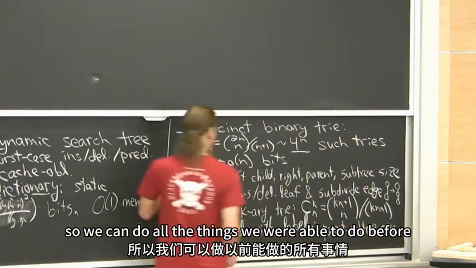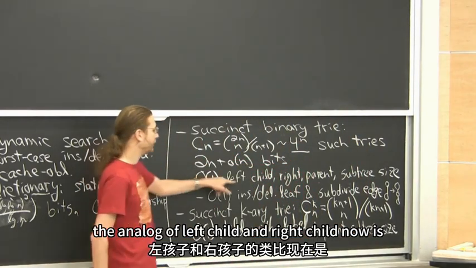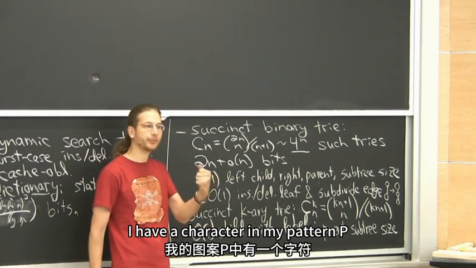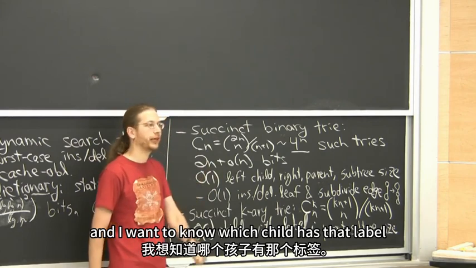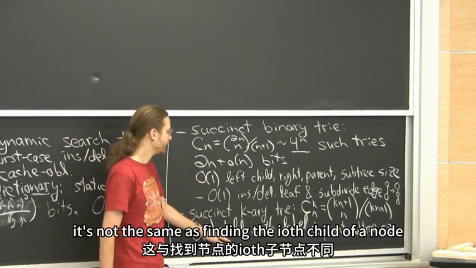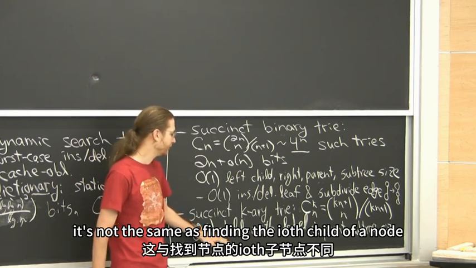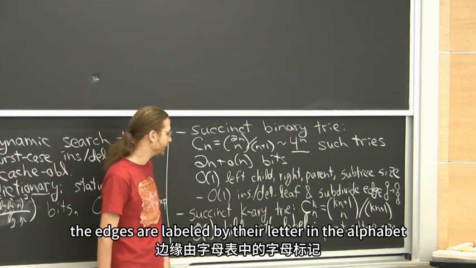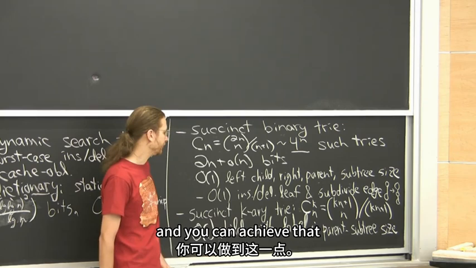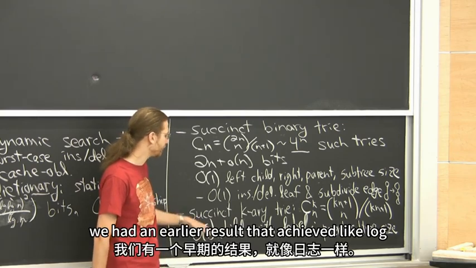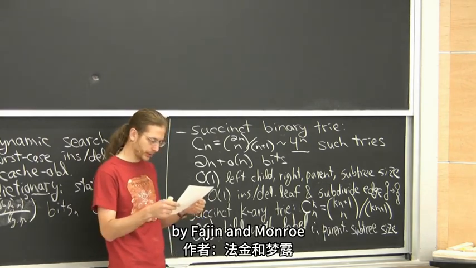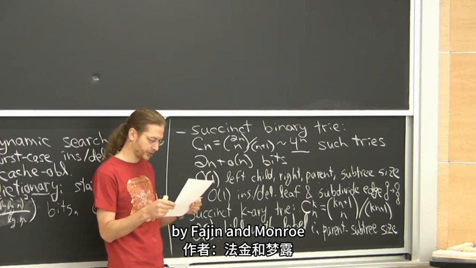So we can do all the things we were able to do before. The analog of left child and right child now is I have a character in my pattern P, and I want to know which child has that label. So it's not the same as finding the ith child of a node. The edges are labeled by their letter in the alphabet, and you can achieve that. We had an earlier result that achieved log or something, and then finally was brought down to constant by Fargo and Munro.